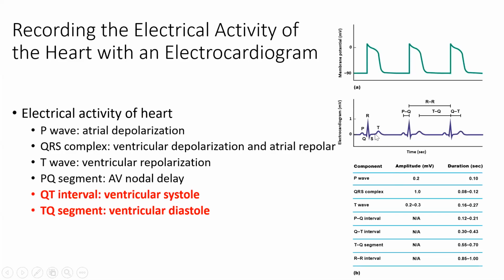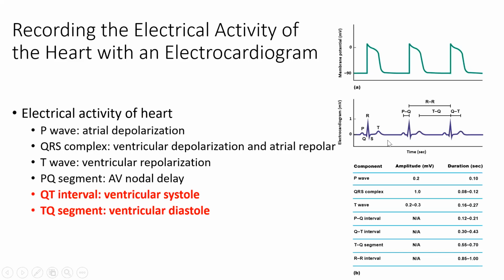The next slight curve that's a part of this entire complex is called the T wave. And the T wave represents the time now where the ventricles have begun repolarizing. And so this is the end of the entire sinus electrocardiogram reading.